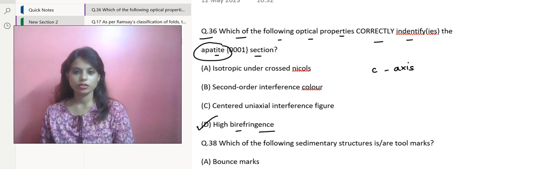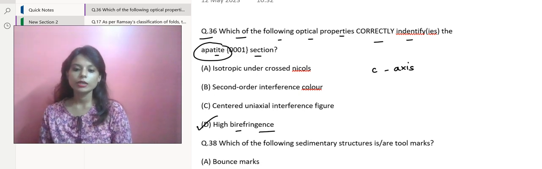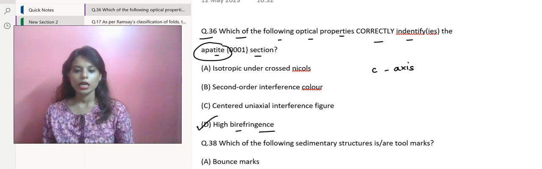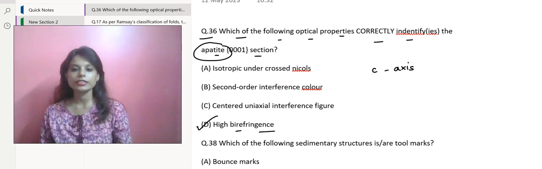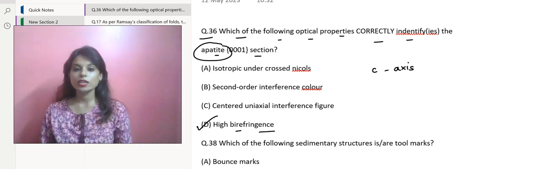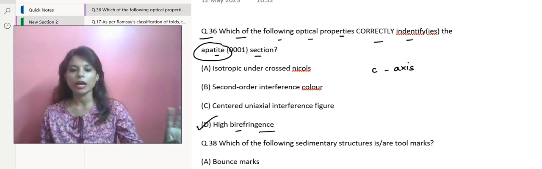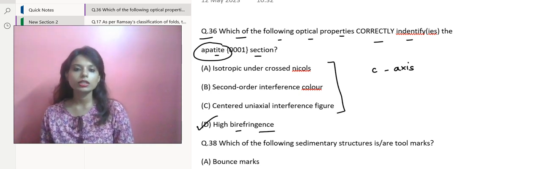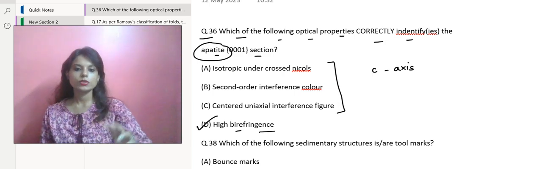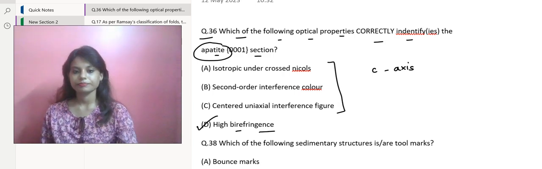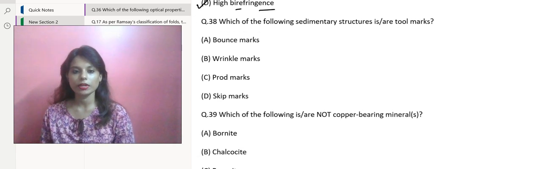Now, when a thin section of this apatite is viewed under a polarizing microscope with crossed polarizers, what we get to see is that the apatite 0001 section will exhibit high birefringence due to its hexagonal crystal structure. And the other options, apart from this birefringence, do not list accurately under the optical properties. That is why these won't be the correct options. Okay, moving over to the next question, that's question 38.